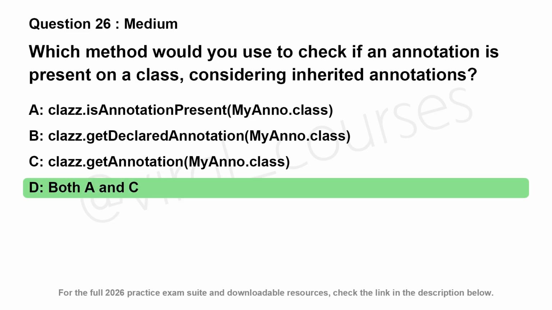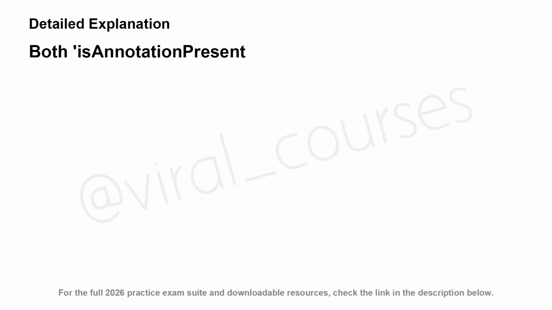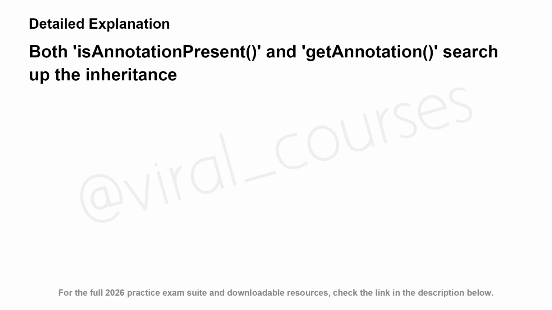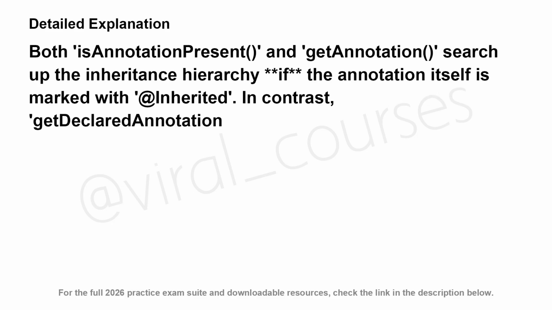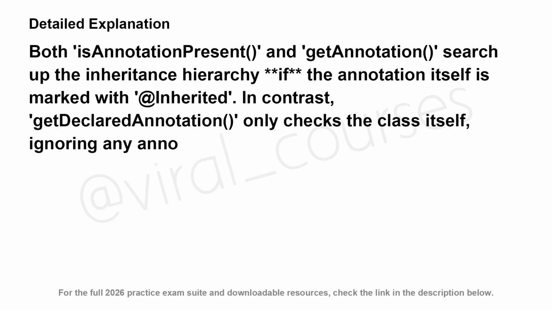The correct answer is D. Both isAnnotationPresent and getAnnotation search up the inheritance hierarchy if the annotation itself is marked with @Inherited. In contrast, getDeclaredAnnotation only checks the class itself, ignoring any annotations on superclasses.